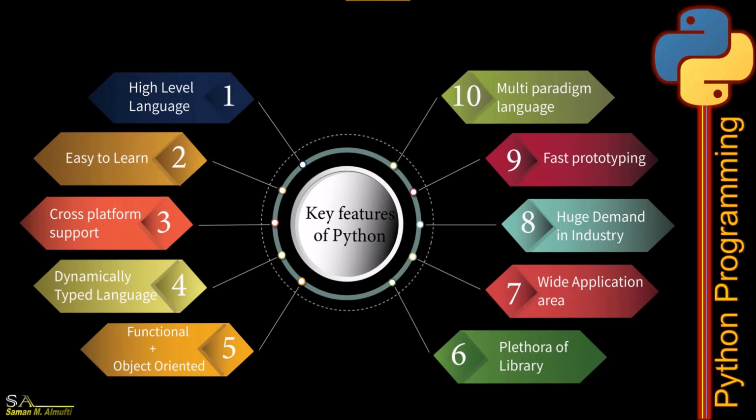Python has many features that made it the most popular programming language. Python is a high-level language. That's why it's very easy to learn, especially for beginners. Python has cross-platform support. For example, if we have a program, a code in the Windows operating system, it's very easy to use that code in another operating system, such as Mac or Linux.